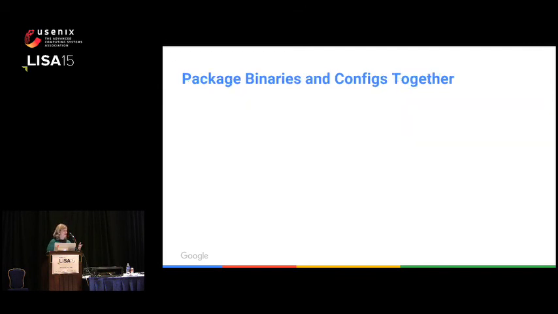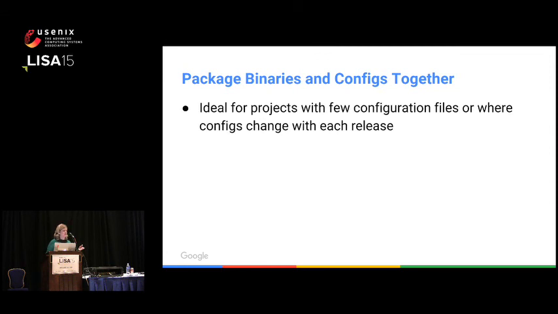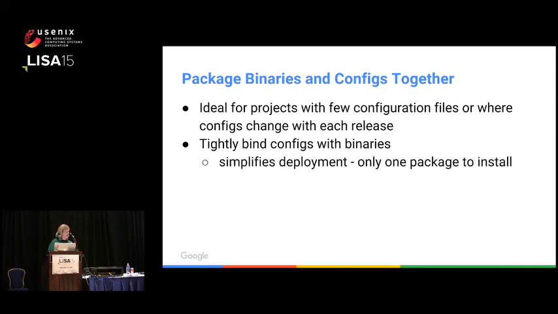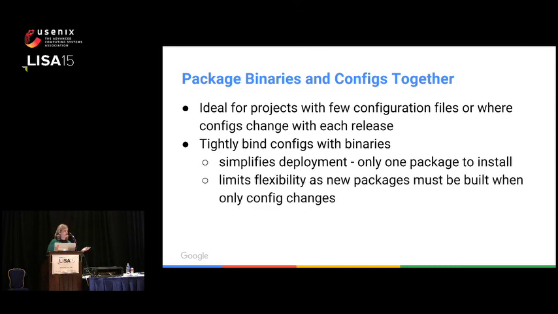You can also package the binaries and configs together. This works well if your configs change with every release, at the same cycle as your binaries. So you package them together. There's only one package to fetch. It tightly binds the binary with the configs, and it makes for a simplified deployment. If you find you have to make a change, you have to cherry pick a config, you have to rebuild the binary, because Rapid will rebuild the binary every time you do a new build because the build ID changes.